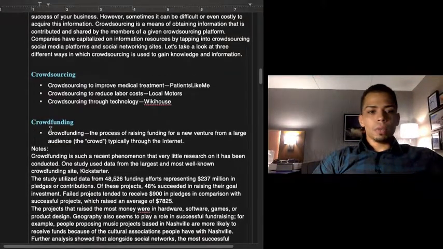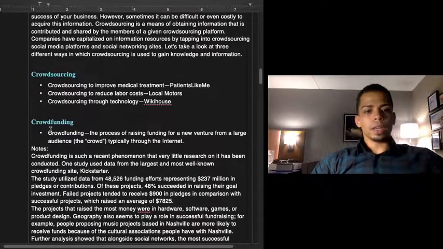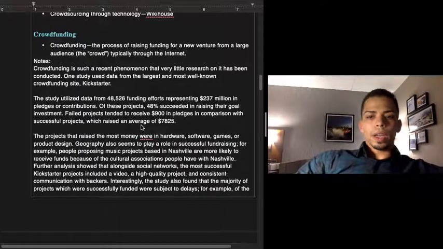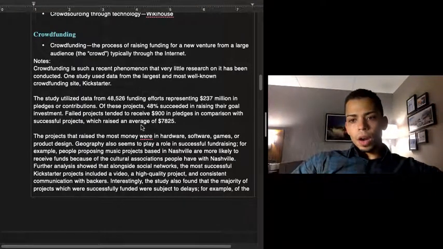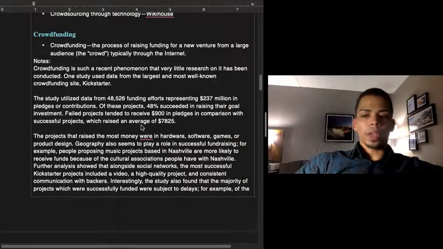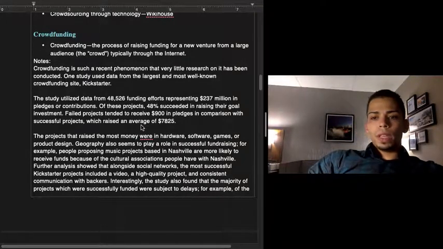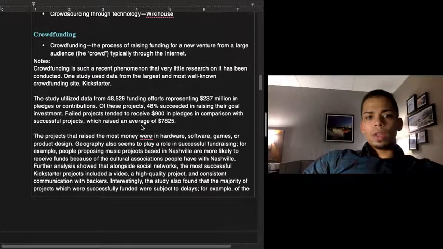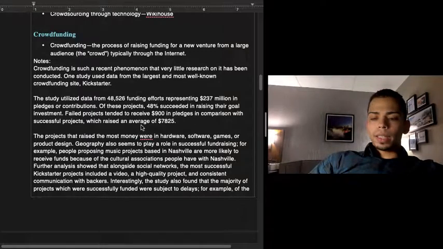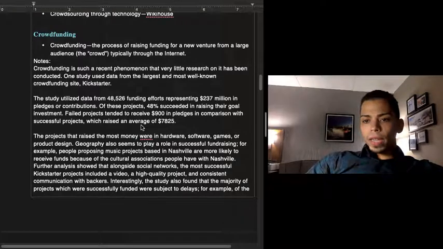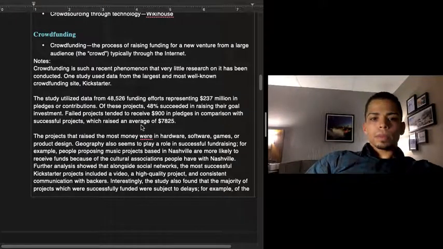Okay, now we're gonna move on to crowdfunding. And crowdfunding is the process of raising funding for a new venture from a large audience, typically through the internet. So now we have a new way of generating revenues for our business that doesn't involve going to the banks for loans or going in front of angel investors or venture capitalists. We can simply raise money by presenting our idea to the public on a crowdfunding website, or maybe through a social networking website, a public platform in which we can share our idea.